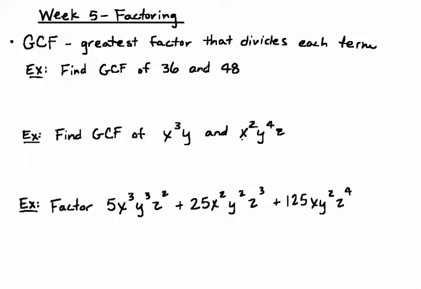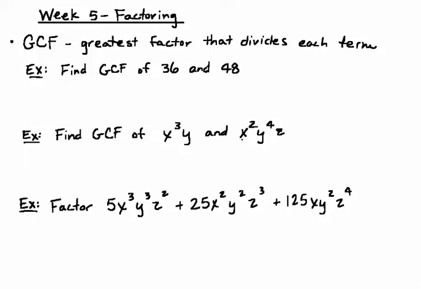In week 5, we're talking about factoring. No matter what kind of polynomial you have, you always want to start out with finding the greatest common factor, which we're calling the GCF. And this is the largest factor that can divide each term.